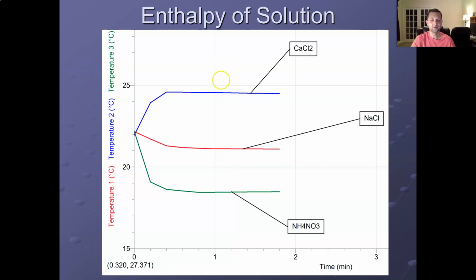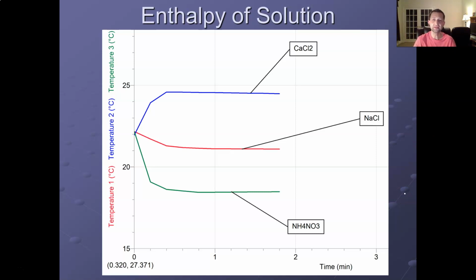All right. Quick example here. I've dissolved 3 things. Sometimes in class I'll do this as a little mini demo or simulation. If I dissolve calcium chloride in water, the temperature is going to go up. I'm starting at 22 degrees Celsius for all of these, and calcium chloride ends up going up to almost 25. Table salt has a small drop, and ammonium nitrate has a small drop as well.